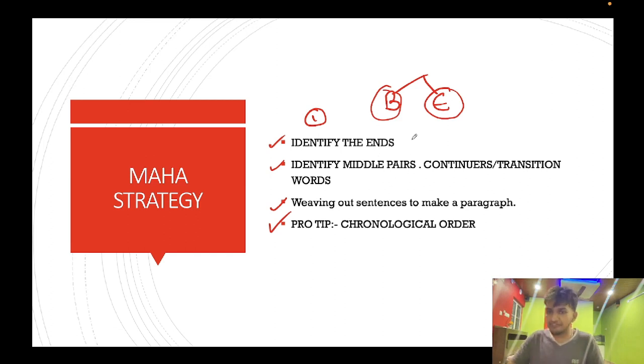Okay, so identify the ends of the sentences, the beginning and the ending of the sentences. Now, identify the middle pair. This is very easy, right?